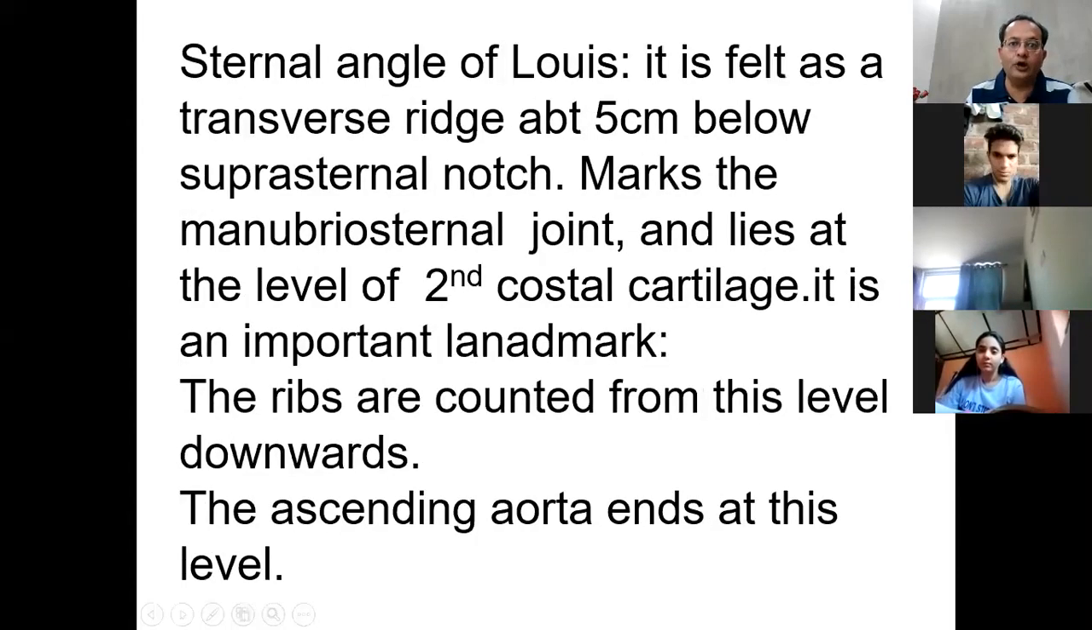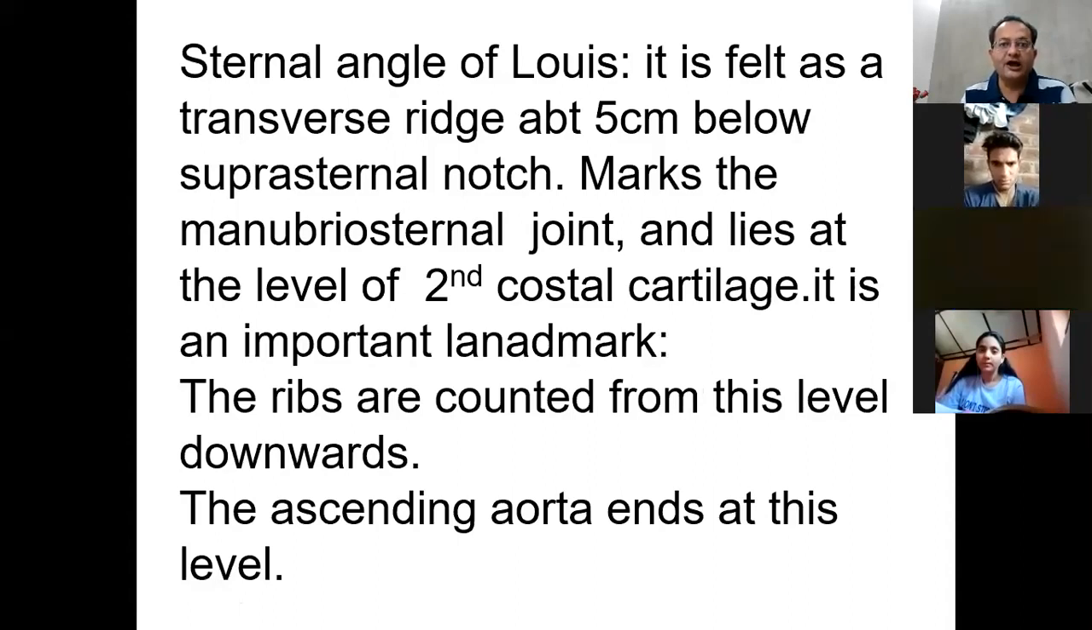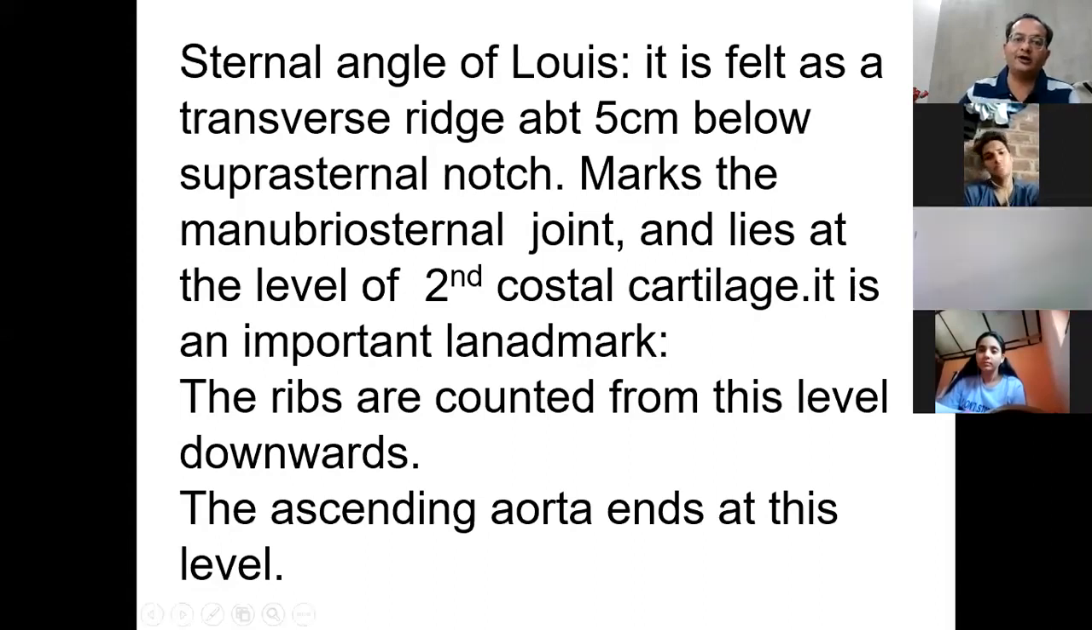External angle of Lewis. What is the external angle of Lewis? It is felt as a transverse ridge about 5 centimeters below the suprasternal notch. It marks the manubriosternal joint and lies at the level of the second costal cartilage.